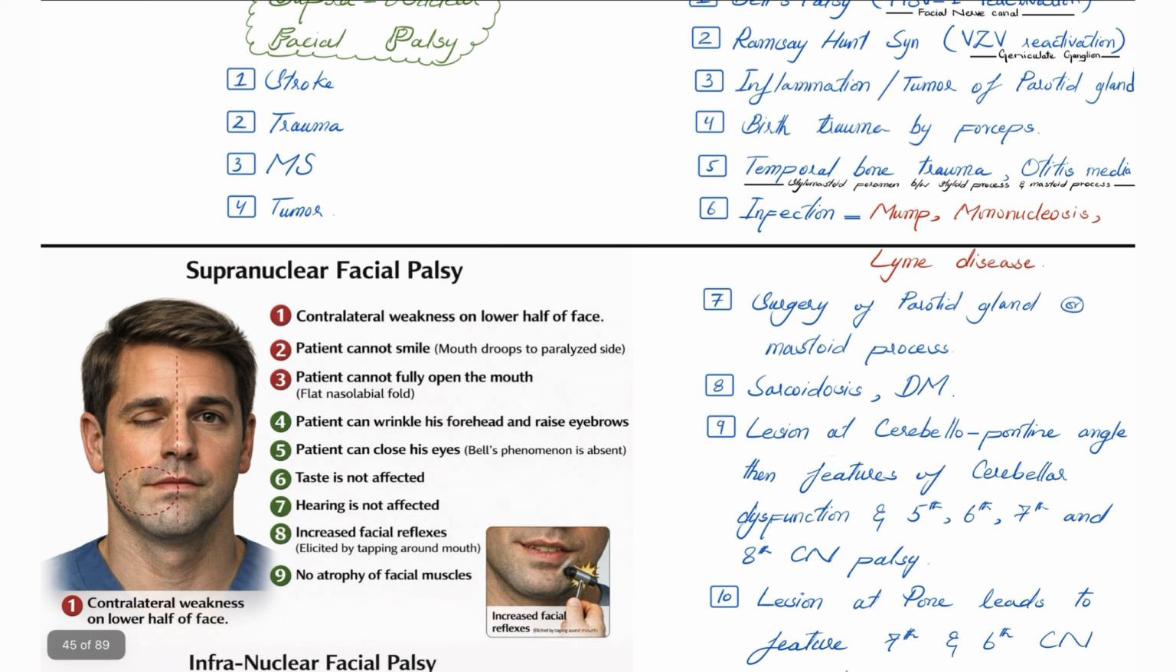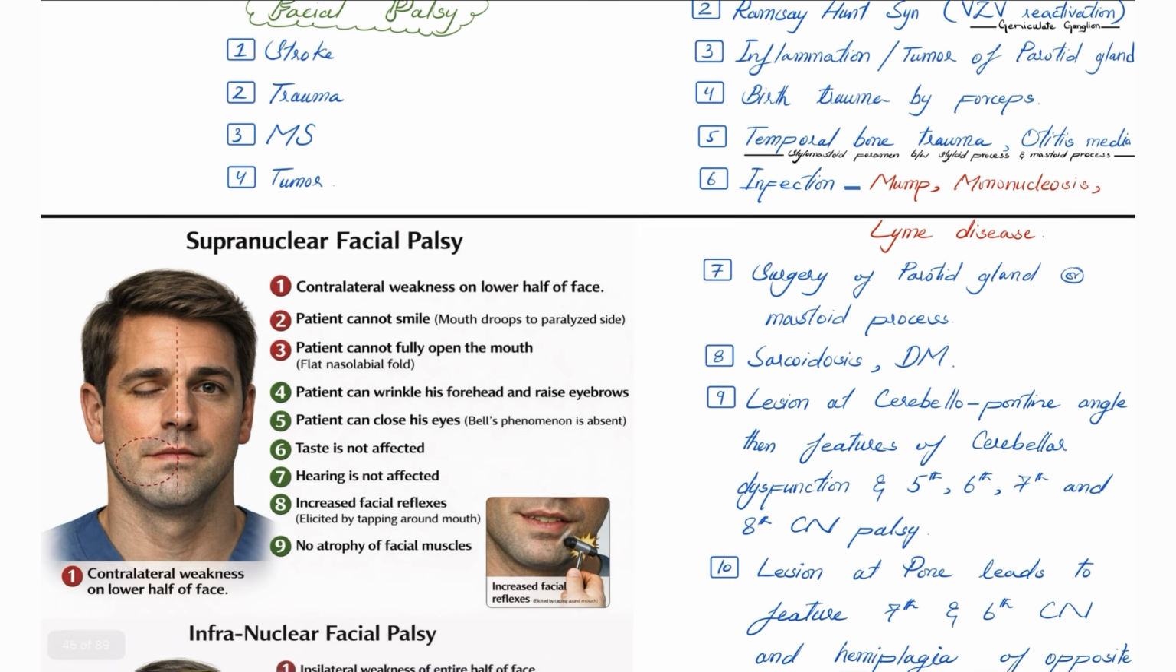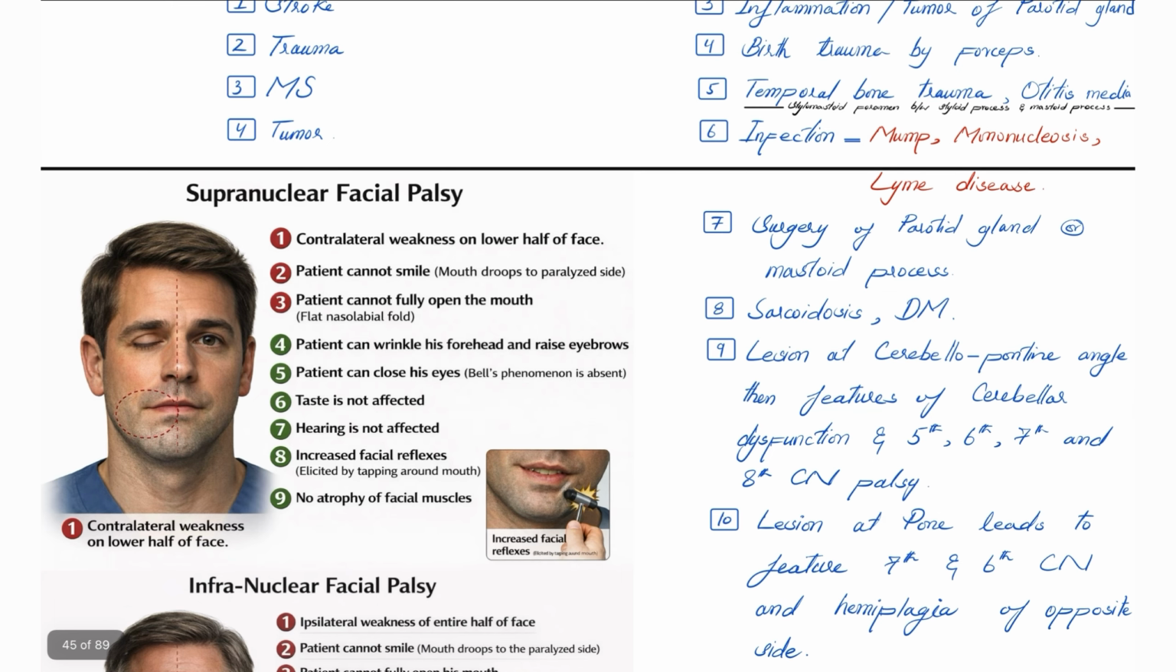If there is a lesion at the cerebellopontine angle, then there also will be features of cerebellar dysfunction, and trigeminal, abducent, and vestibulocochlear nerve palsy along with the facial nerve palsy. And a lesion at the pons leads to features of 7th and 6th cranial nerve palsy associated with hemiplegia of the opposite side. Now let's know the signs and symptoms of the supranuclear and infranuclear facial palsy.